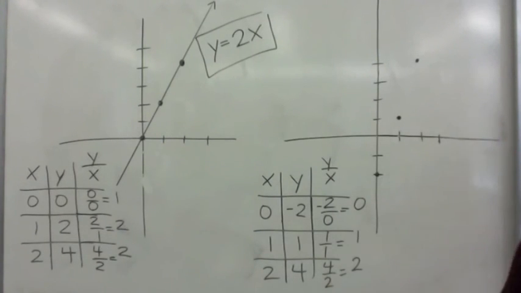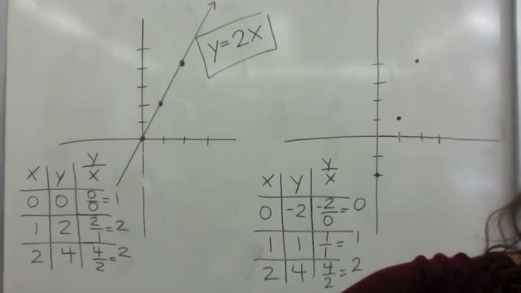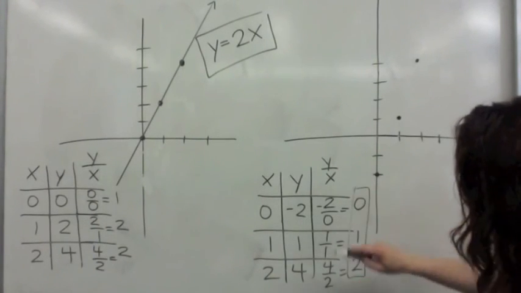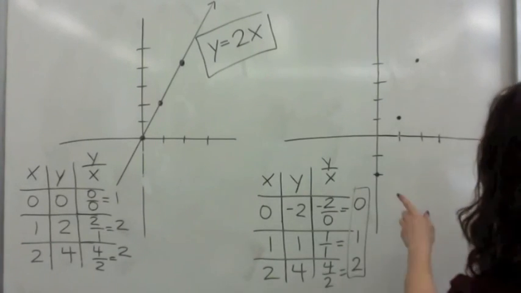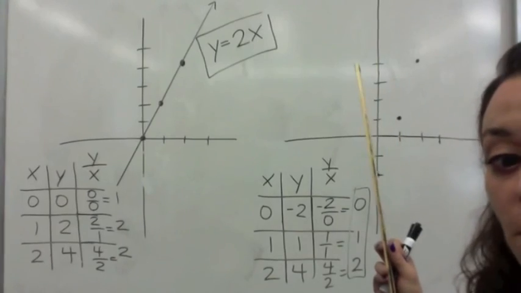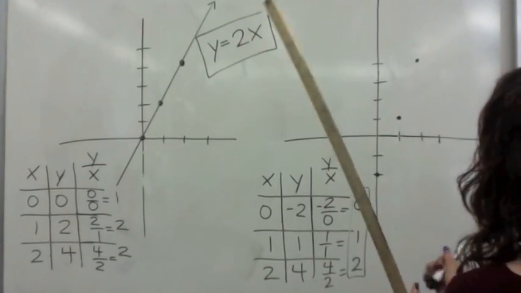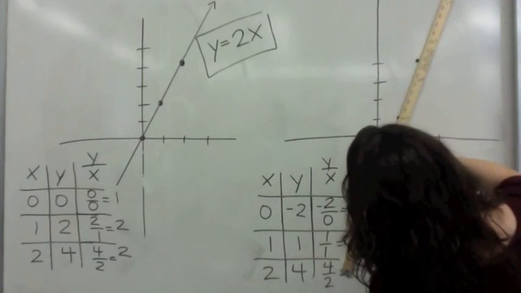Do you think that this is proportional? No? Why not? Well, first of all, 0 does not equal 1 and does not equal 2. These ratios, y divided by x, are not proportional. And the y-intercept is what? It's -2. So even though it forms a line, there is a constant rate of change.